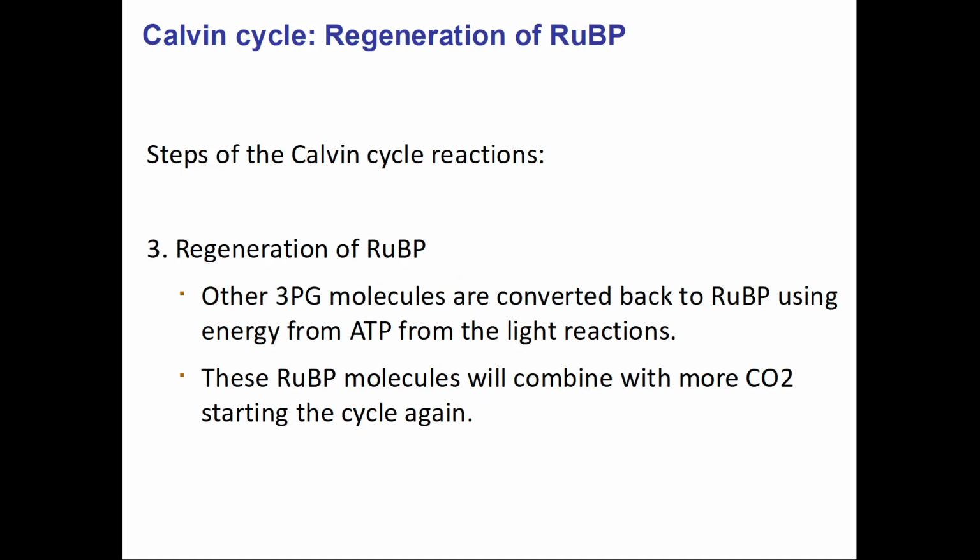And then regeneration of the RUBP. Other 3PG molecules are converted back to RUBP using energy from ATP from the light reactions. These RUBP molecules will combine with more CO2, starting the cycle again.